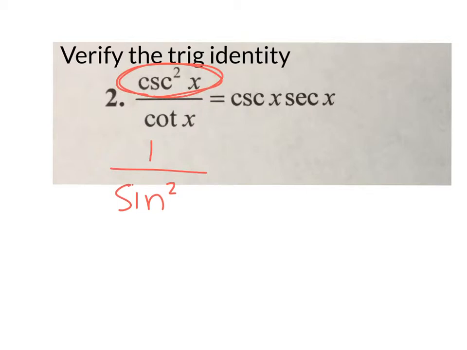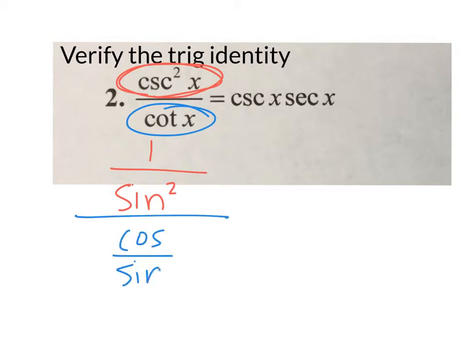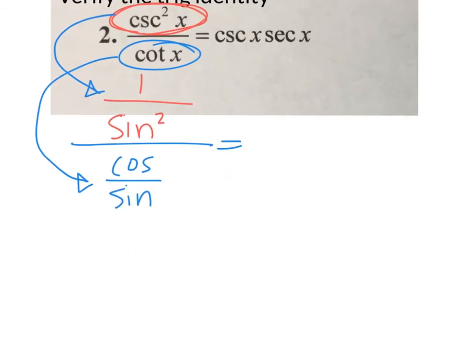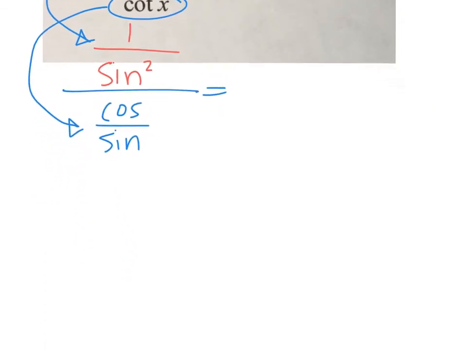So let's do that. Cosecant squared is 1 over sine squared, and cotangent is cosine over sine. Okay, so now I've changed the numerator and I've changed my denominator. And yes, it looks crazy, and it is, but don't worry yet, it will be fine.